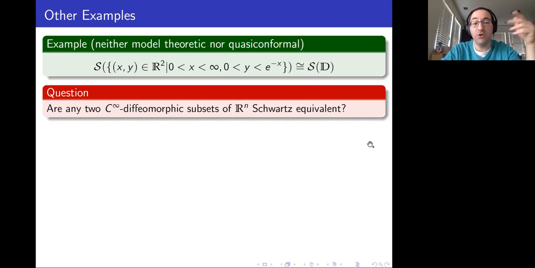It's like on the complex plane, we know that any two simply connected proper subsets, not the whole complex plane, are holomorphically equivalent, right? This is Riemann's mapping theorem. Not any map is holomorphic, but Riemann tells us how to find this holomorphic map. So maybe it's the same case for this Schwartz business.